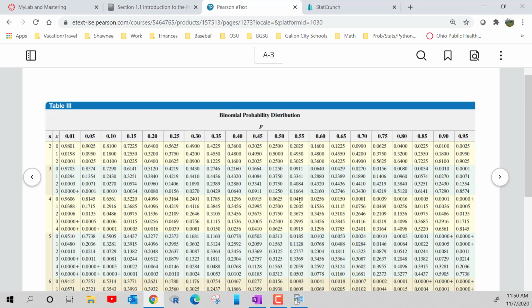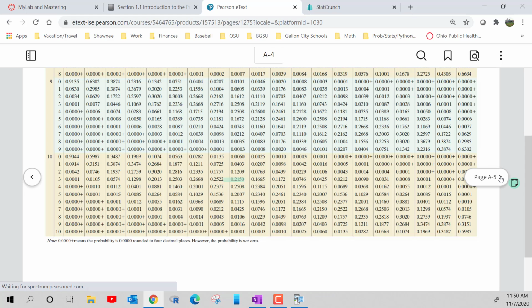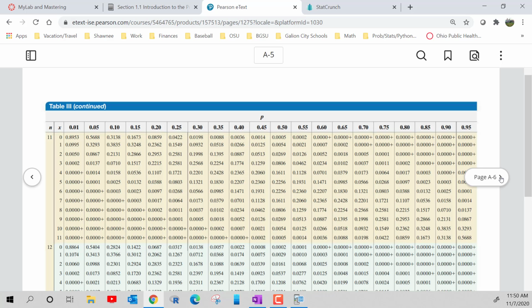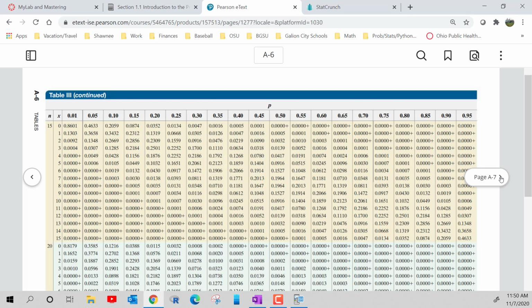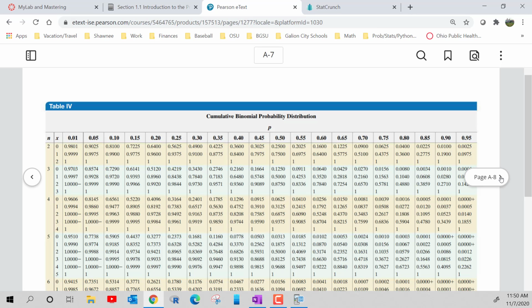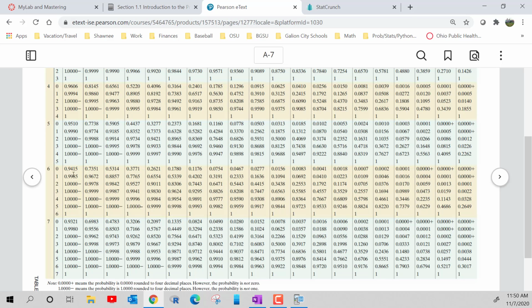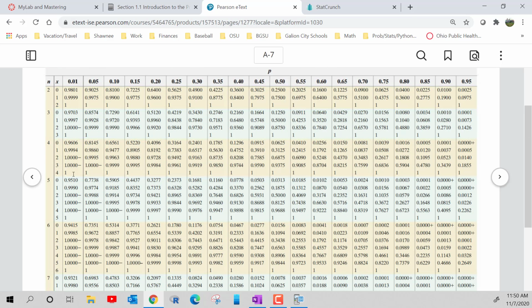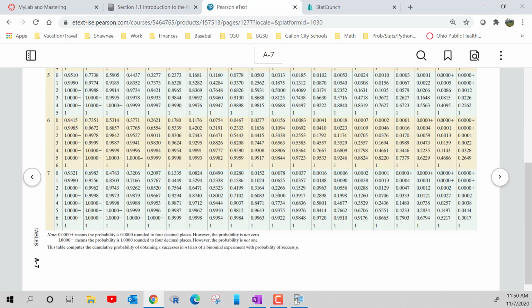So if you add those up, you get 0.5. If I scroll over to table 4, I would look for n equals 7. My probability is 0.5, so I'm here. And then I would scroll down to find x equals 3, which you can see the probability there is 0.5, right? So if I take 1 minus that value, I'm going to get 0.5.